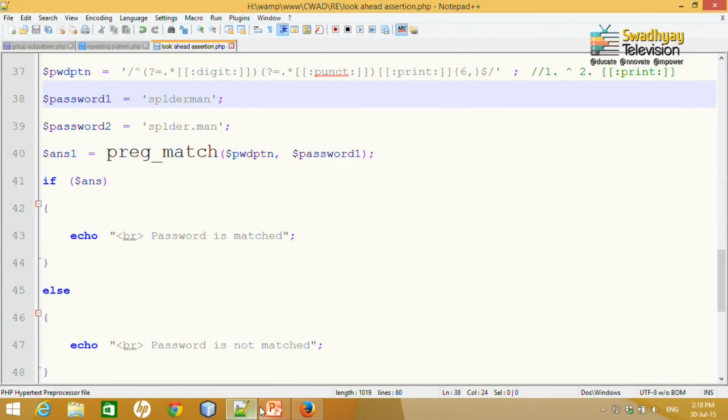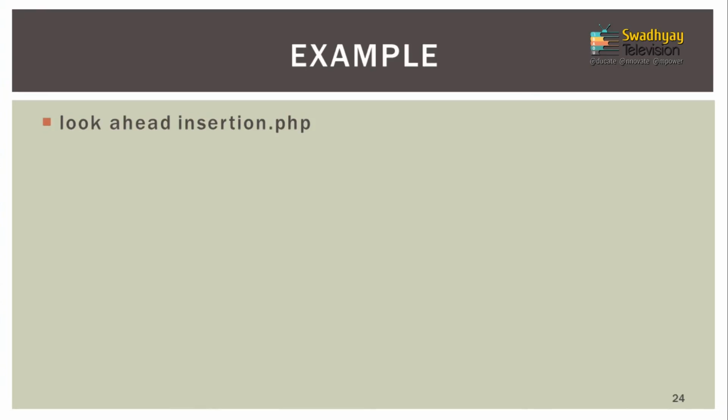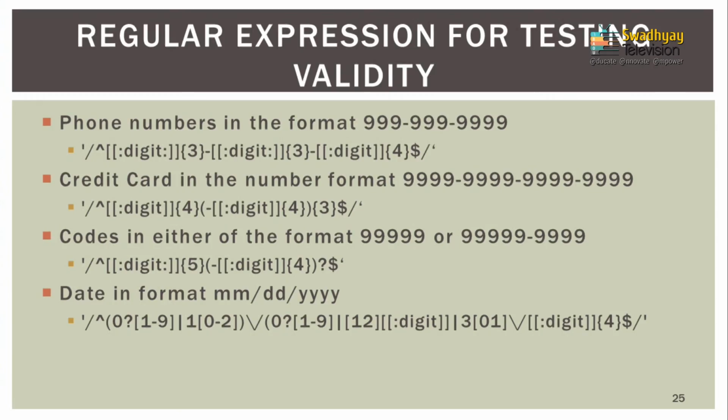Now lastly, I would like to discuss a few expressions for testing validity. Suppose you want to match numbers in the format 999-999-9999, so you can write it this way: digit 3, hyphen, digit 3, hyphen, digit 4. For a credit card in the format of four groups of 4 digits, you can simply write digit 4 and then a pattern of digit 4 that will be repeated 3 times with a hyphen.